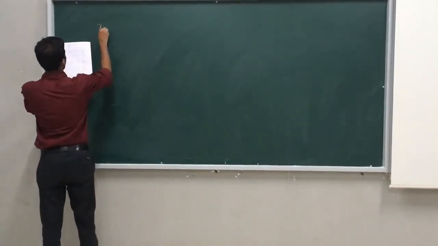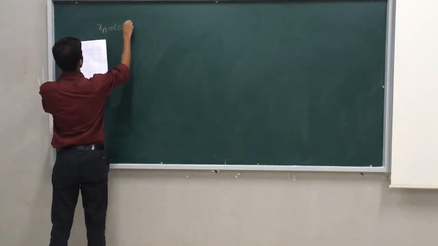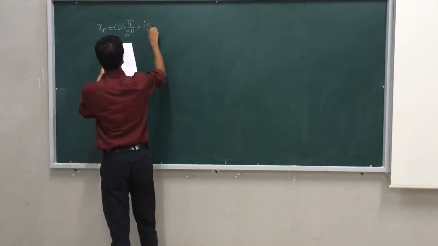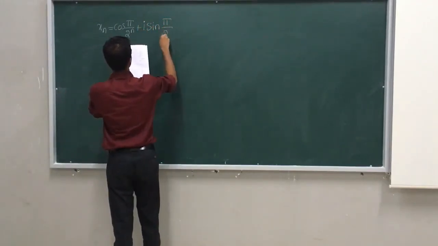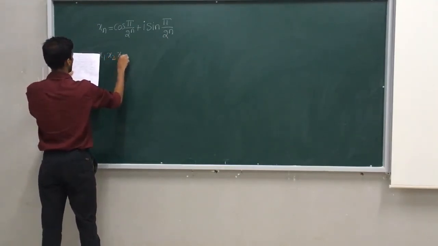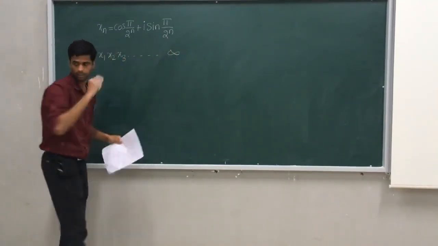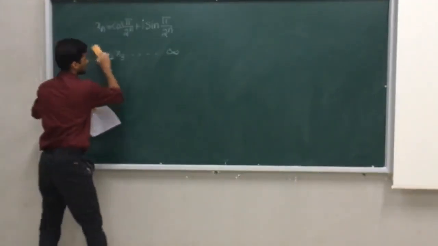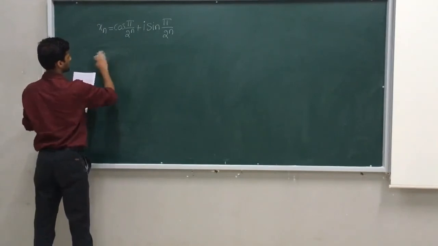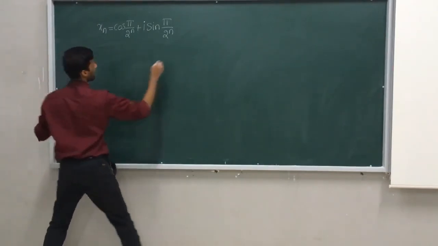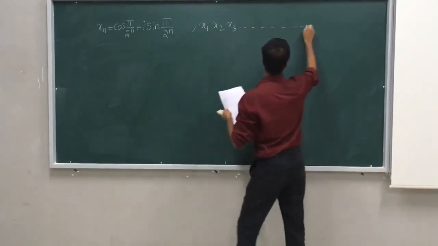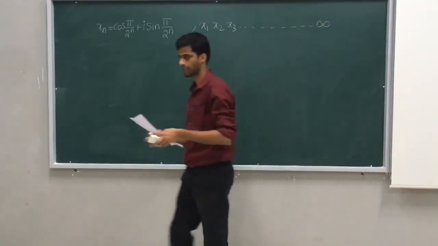So given x_n equal to cos(pi/2)^n plus i times sin(pi/2)^n, what is the value of x1, x2, x3 up to infinity? Please make one correction. Instead of this, the question should be like this. What is the value of x1, x2, x3 up to infinity?